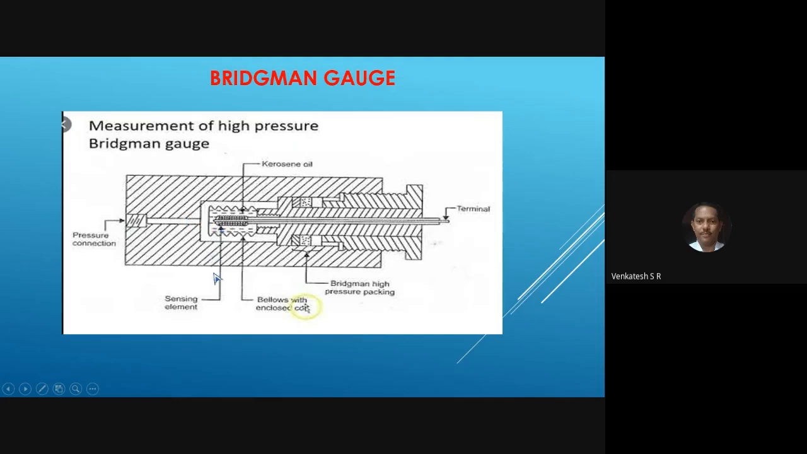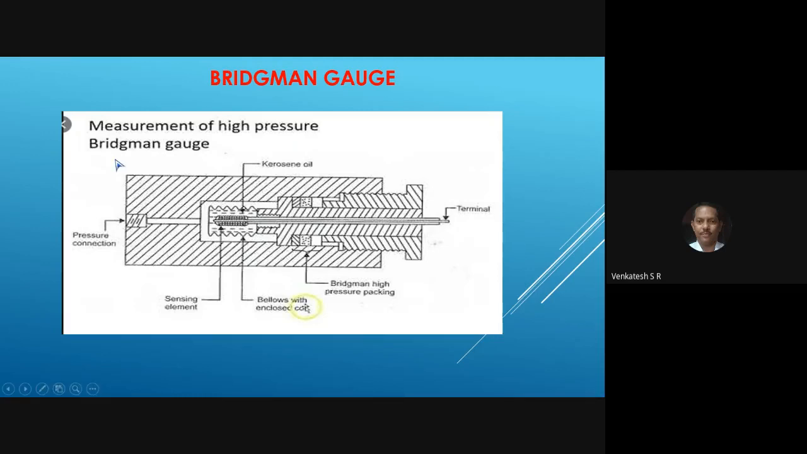Due to that, there will be a sensing element which is having a sensor which changes its electrical resistance or electrical characteristics when the pressure changes. That can be measured by using terminals. You can connect these terminals to a digital pressure indicator or analytical pressure indicator, which indicates the pressure in terms of kg per millimeter square.